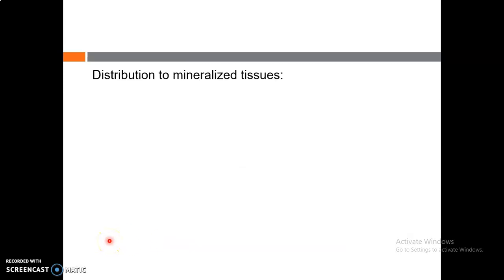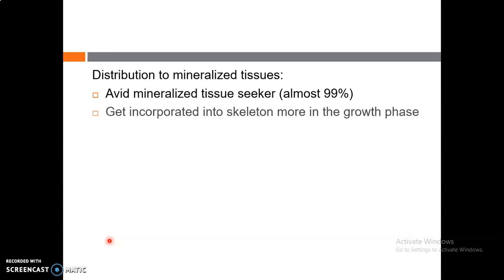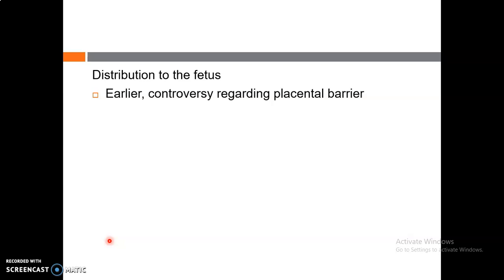Next, when you are talking about distribution to mineralized tissues, fluoride has a high affinity for mineralized tissues. Almost 99% of whatever is there gets absorbed into the mineralized tissues, and this can take place in either bone or teeth. That is the reason we see dental fluorosis and skeletal fluorosis. We'll be discussing fluorosis in detail in another unit. So fluoride has an affinity for the mineralized tissues.